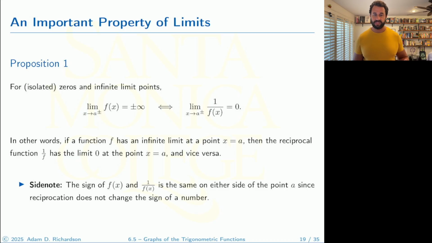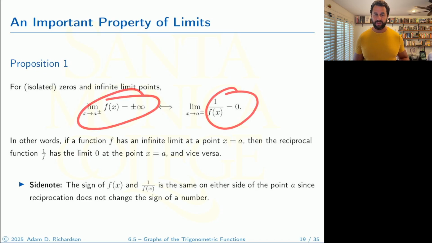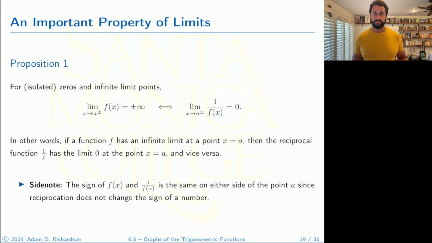So the takeaway from this is basically if you've got a vertical asymptote, then the reciprocal function will have a 0 at that point. That's what it means. If you've got a vertical asymptote, your reciprocal function will have a 0. If you have a 0, your reciprocal function will have a vertical asymptote. That's the basic idea.